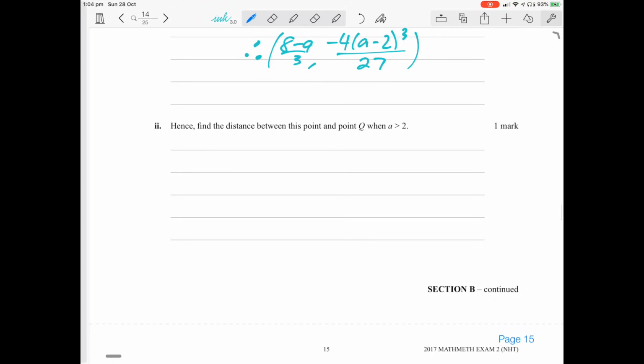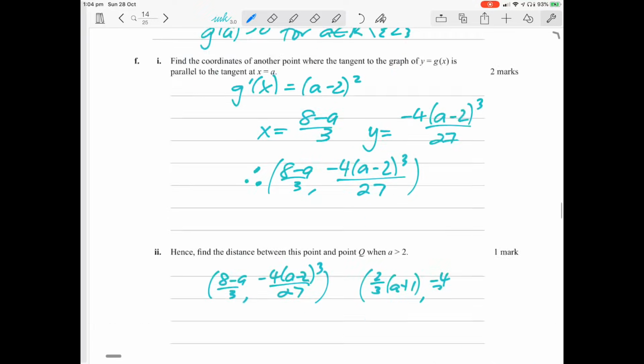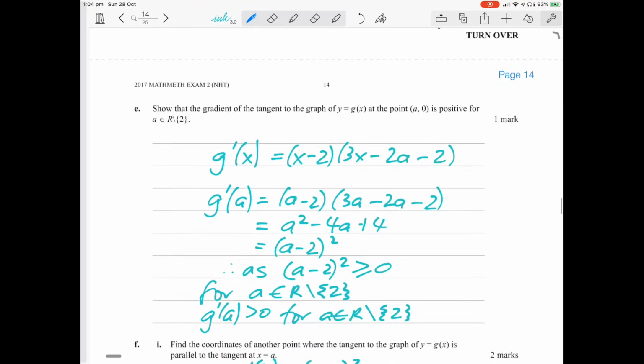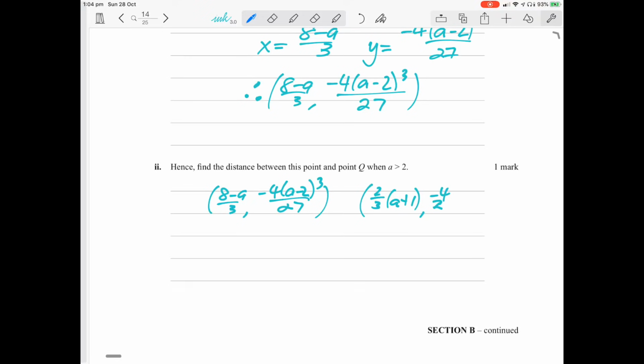Okay, so we've got 8 minus a on 3 and negative 4 a minus 2 cubed on 27. And then the other point Q is P is 2, so a plus 1. And then the other one was, what was it, negative 4 on 27 is a minus 2 cubed. Okay, so we've got to find the distance between those 2 points.